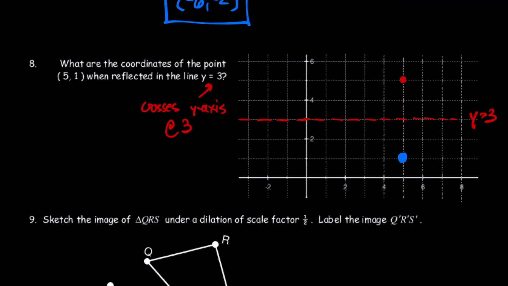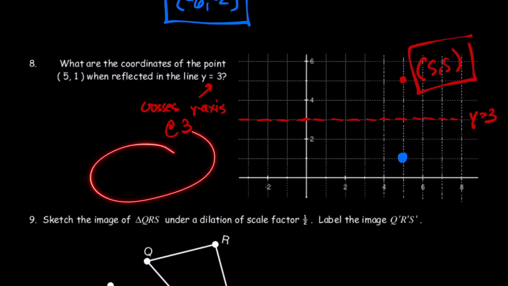Those coordinates would be, here's your origin, remember. I mean, the axes are labeled, so that's okay. (5, 5). You can write it on the graph here if you'd like. Or you could write it over here, it doesn't matter.